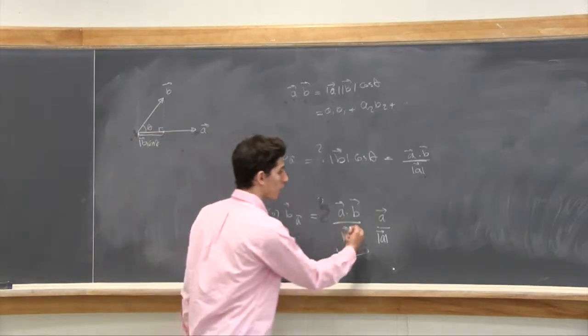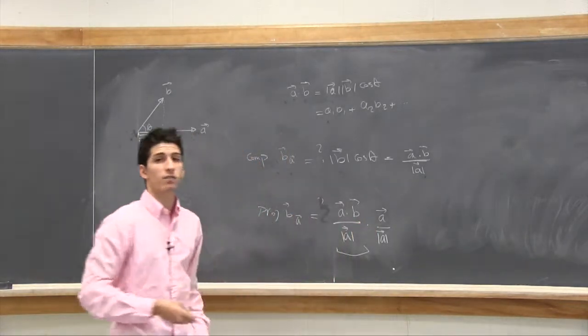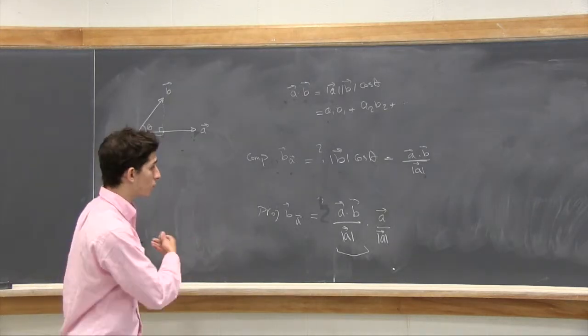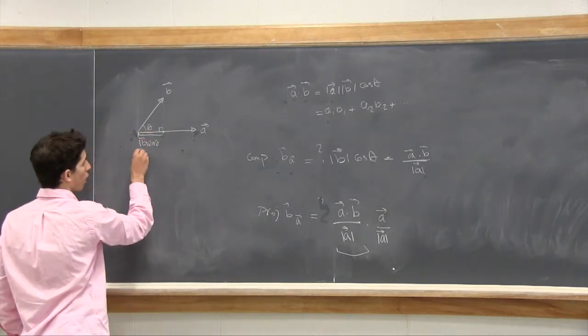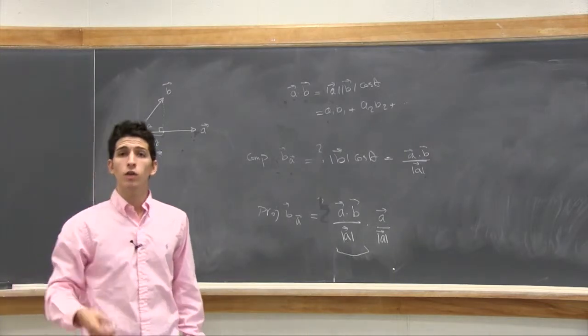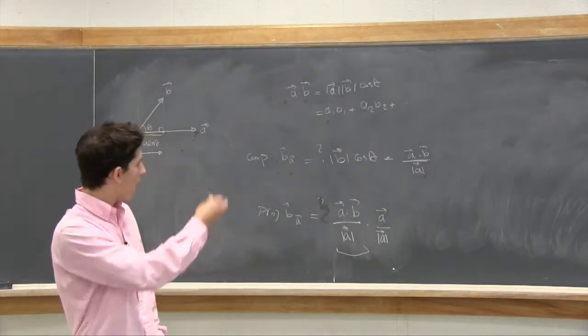Okay, so we multiply by the unit vector, and it gives us both the magnitude and the direction of the projection of B along A, which is going to be this vector right there. Okay, so there you have it. That's the dot product and a couple applications of it.